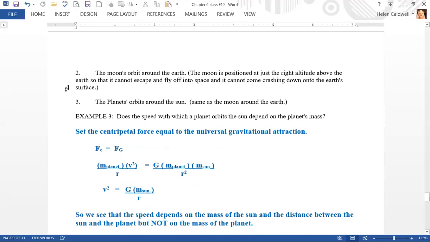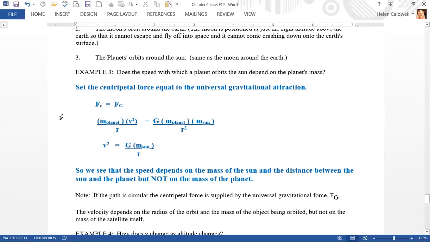So let's look at an example. Suppose we want to know, does the speed with which a planet orbits the sun depend on the planet's mass? To solve for this, you would set the centripetal force equal to the universal gravitational attraction. So centripetal force is the mass of the planet times its velocity squared divided by r, where r is the radius of the circular path.